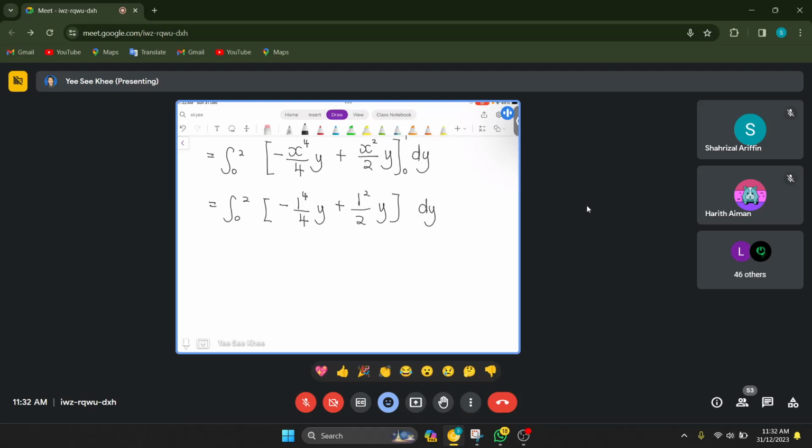Now you can continue to integrate with respect to y. For this part, you can do it manually or you can use the calculator to get the answer. Try to get the answer, which equals 0.5.